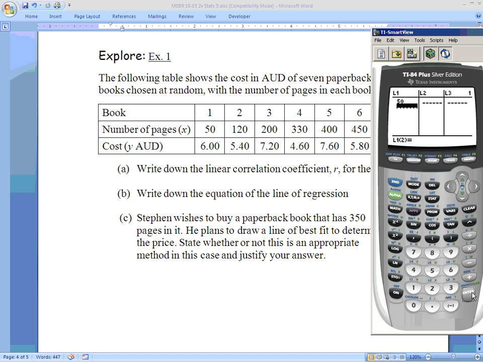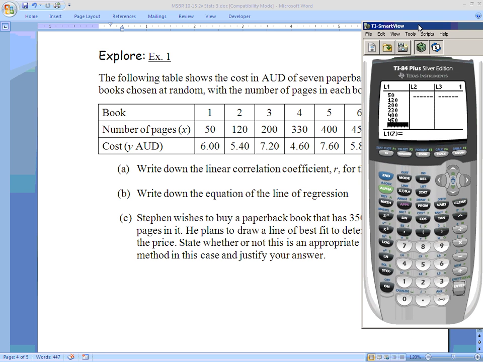So 50, the lists are going horizontally here on the video, but we're putting them in vertically. 330, 400, 450, and then one more, number 630. Okay, so that's my first set of data, my X, my page numbers, and we want to know if the page numbers affect the cost here.